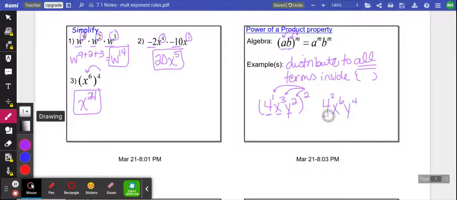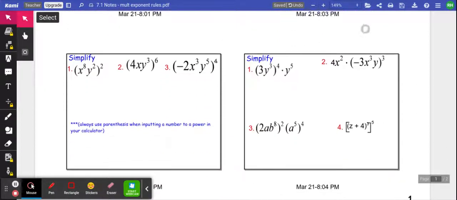Okay, now I can solve 4 squared. That's something I can simplify even further, which is 16. So my final answer would be 16 x to the 6th, y to the 4th. Okay, let's do a few more here, and we're almost done.